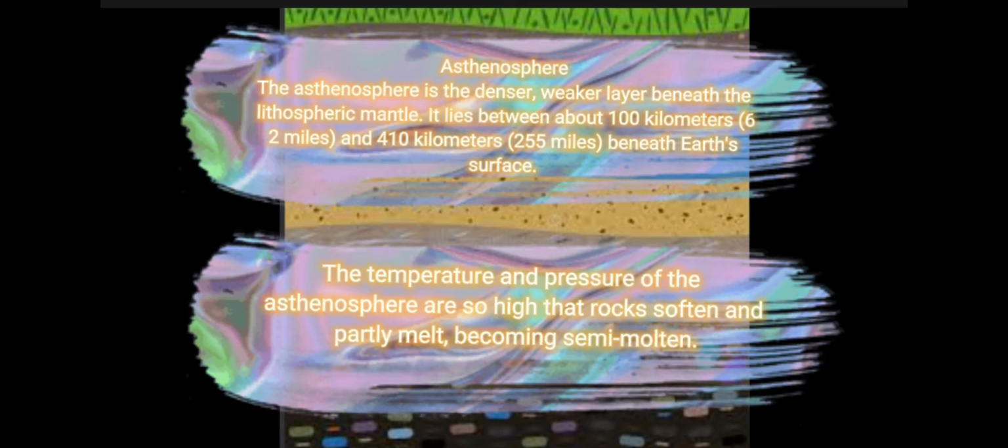Asthenosphere. The asthenosphere is the denser, weaker layer beneath the lithosphere mantle. It lies between about 100 kilometers or 62 miles and 410 kilometers or 255 miles beneath Earth's surface. The temperature and pressure of the asthenosphere are so high that rocks soften and partly melt, becoming semi-molten.